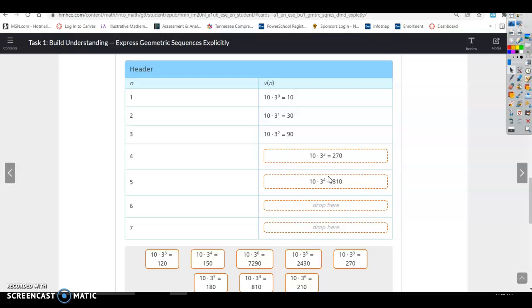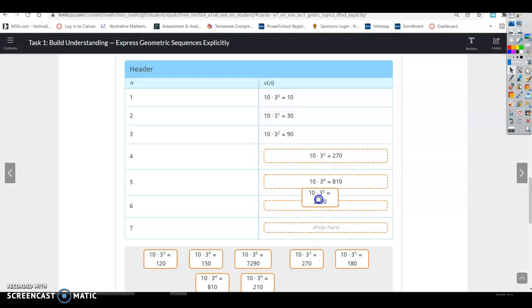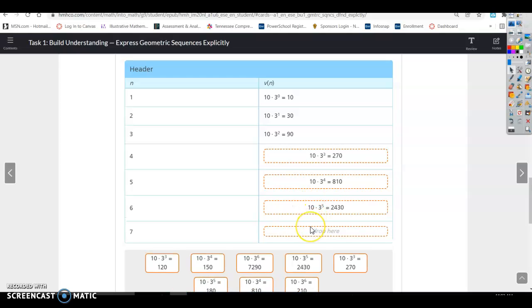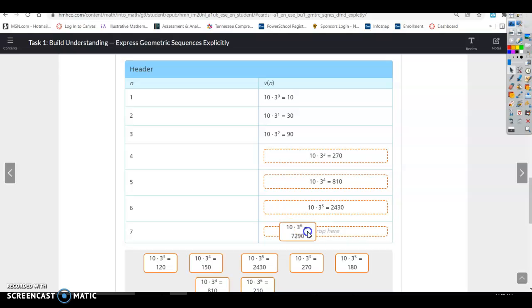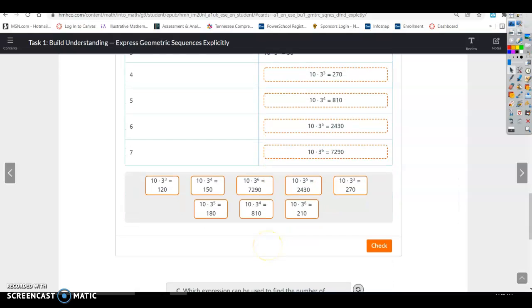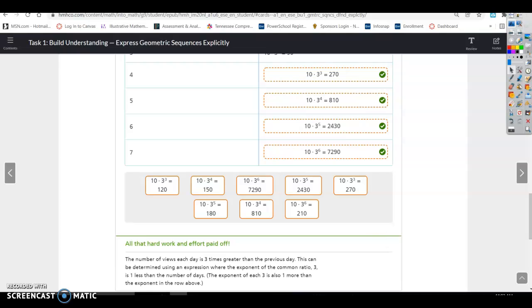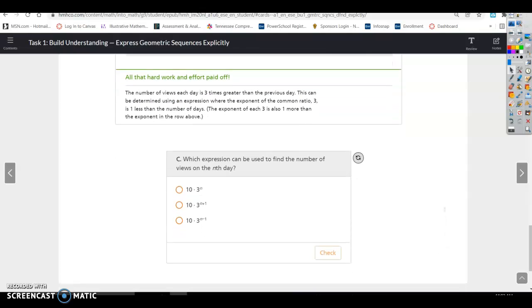243 times 10 is 2,430. And then 3 to the sixth power is 729. So multiply that by 10, and that gives me 7,290. Alright, so you do need to check those because as you can see there's 3 to the third and 3 to the third. There's a couple different selections to put in there. You do have to make sure you evaluate the answer to get the correct one.